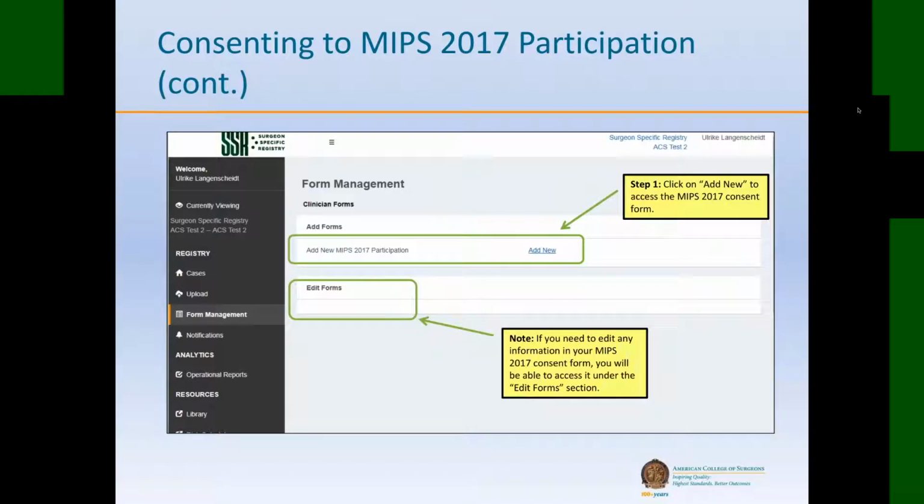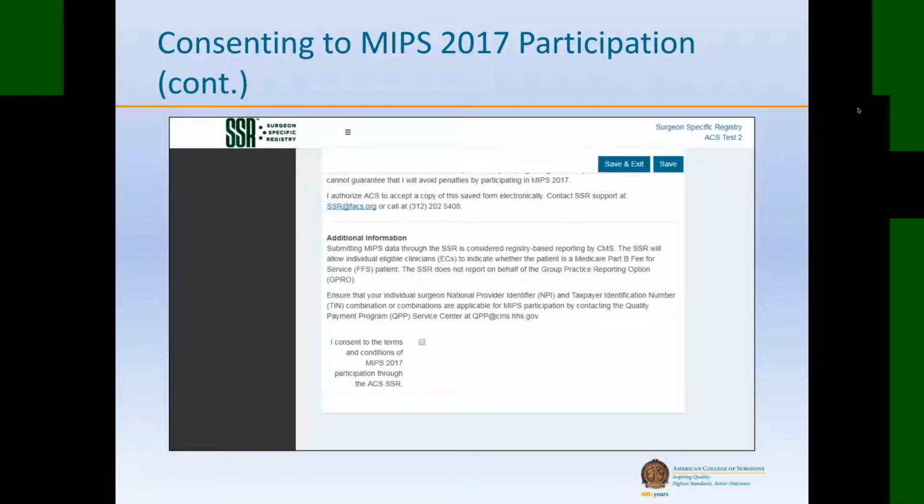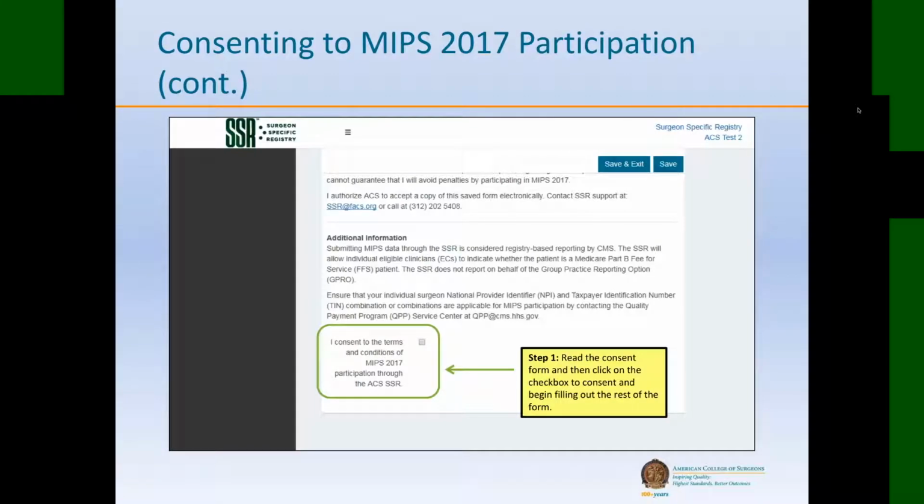And for future reference, if you need to edit any information in your MIPS 2017 consent form, you'll be able to access it under the Edit Forms section. Read the agreements, and then check the box that says I consent to the terms and conditions of MIPS 2017 participation through the ACS SSR. Click on Save.